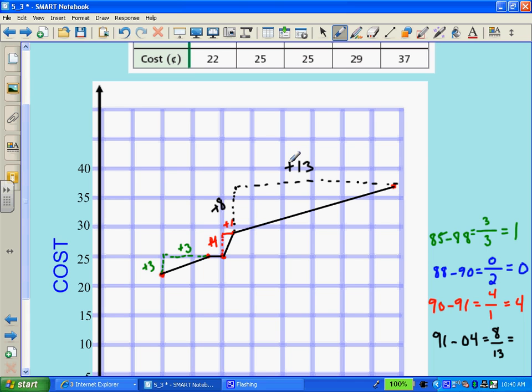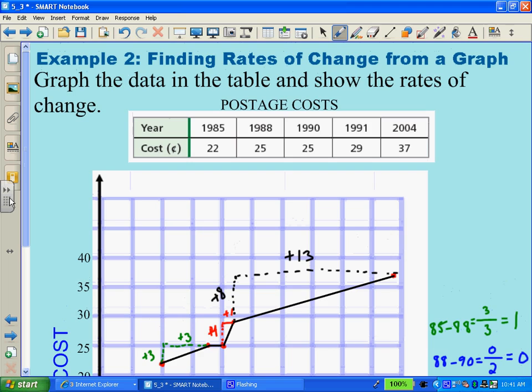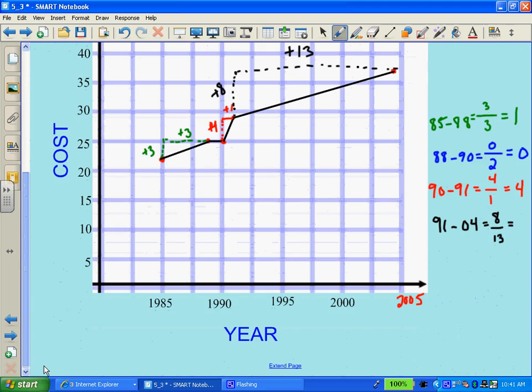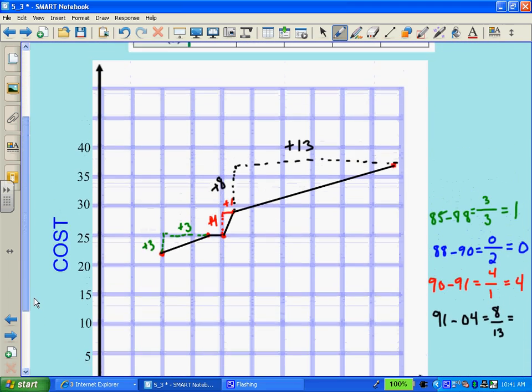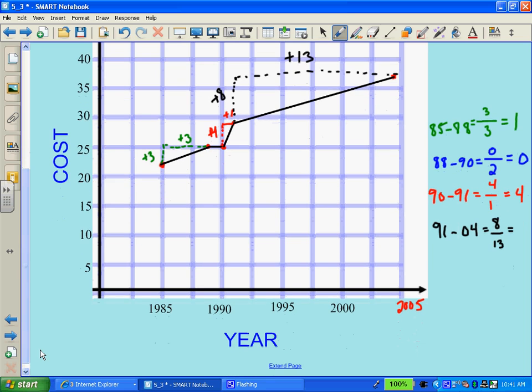And this is how I would show my work on my graph. Okay, how much do I go up? How much do I go over? Now you might ask, why do I have to do it this way? Really, it's preparing you for what we're going to do next, which is slope. Okay, so when we do this on a graph, we're going to say, how much do I go up? How much do I go over? And we put how much I go up over how much do I go over to get my rate of change. Now this one doesn't ask which one is the fastest rate of change, but if it did, it would be from 90 to 91.